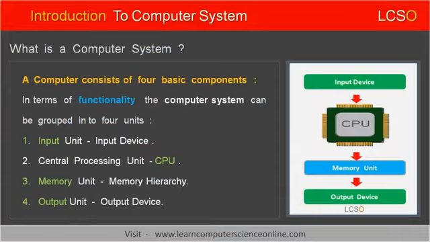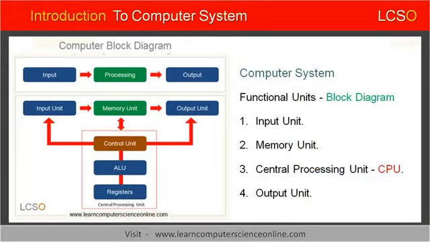Let us now understand the architecture of the computer system in terms of the functional units. The entire functioning of the computer can be grouped into various functional units. Let us understand some important functional units of the computer system with the help of a computer block diagram. The computer system working can be grouped into four major units. Each unit performs a specific function in the working of a computer.